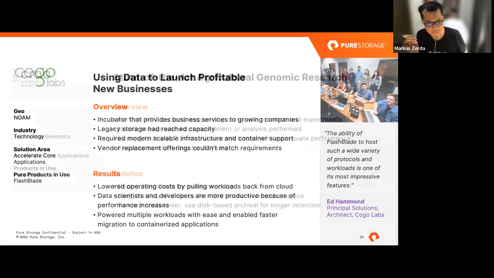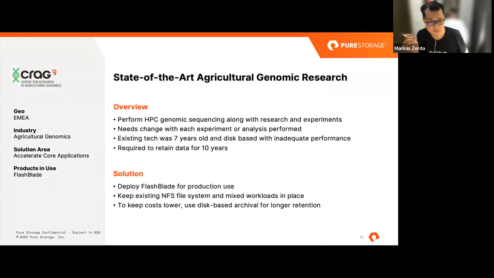Okay, so for CRAG, CRAG is Center for Research in Agricultural Genomics. So from the term itself, it's an agricultural research firm. So FlashBlade basically replaced their legacy disk array, and they move most of their application to FlashBlade, making the FlashBlade, again, a data hub. So they use the FlashBlade for their NFS repositories, and they also use the FlashBlade for their backups. Okay. Another data hub story.